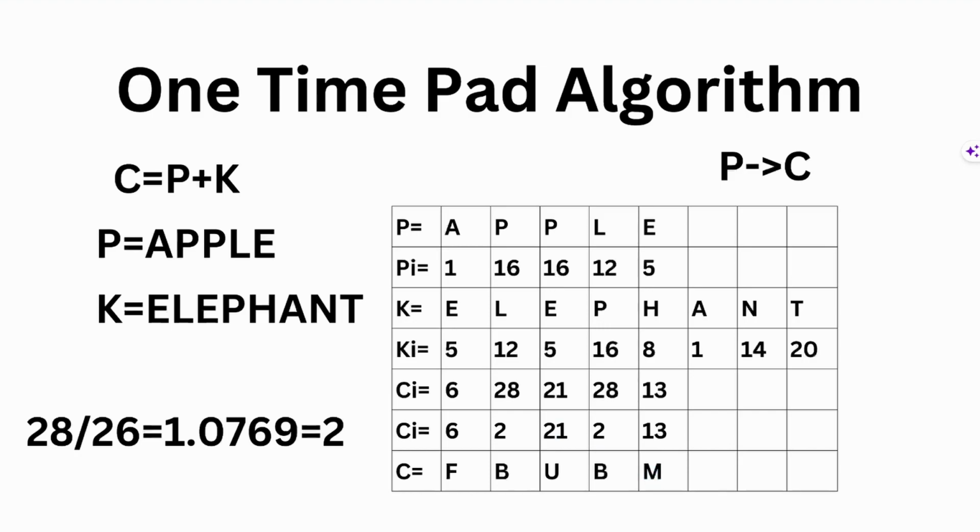Now we need to convert ciphertext to plain text. This is for your homework, because I can't explain it here. If you watched my previous video, then you can easily understand how to convert ciphertext to plain text. And if you can't, then comment below. I will show you in my next video.